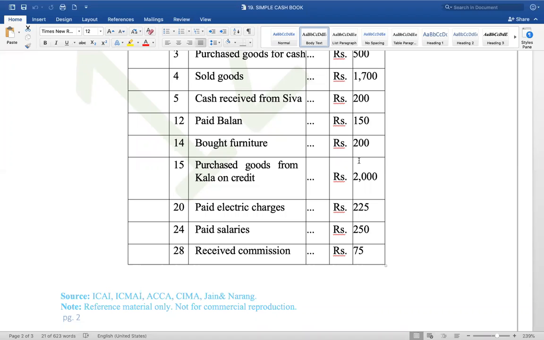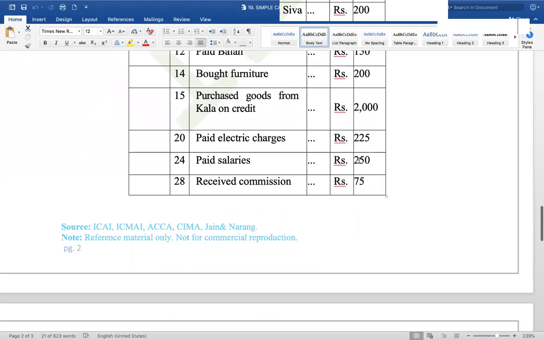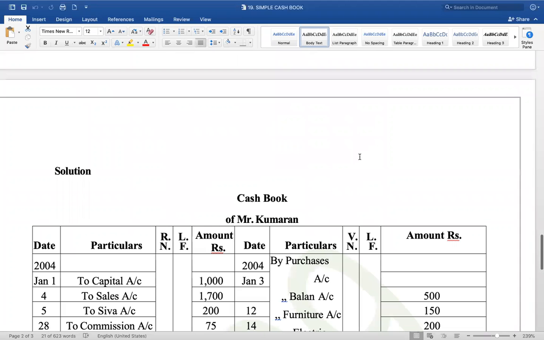Purchase goods from Kala on credit. Will not include this in the cash book. Why? Because it's on credit, not on cash. No cash involved. Very good. Next, paid electric charges. Credit. Paid salaries. Credit. Received commission. Debit. Coming in. Very good. So, that's what exactly we did here.